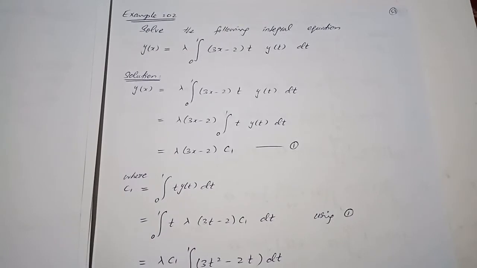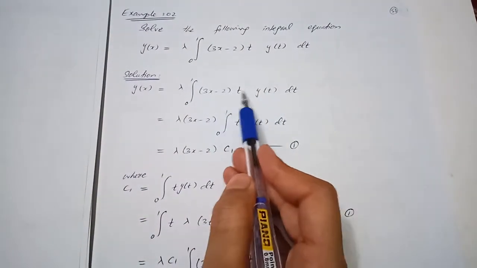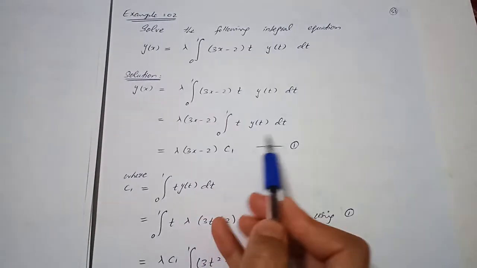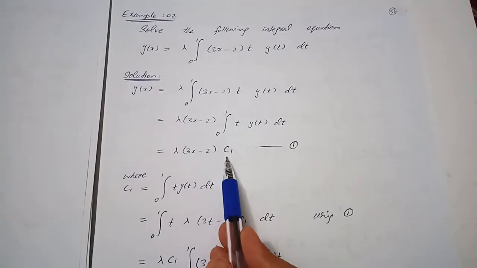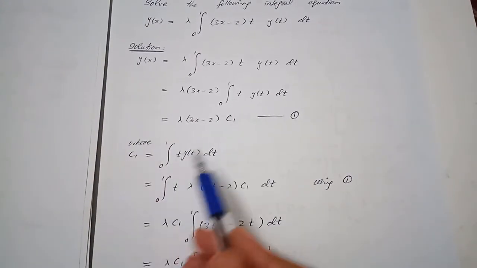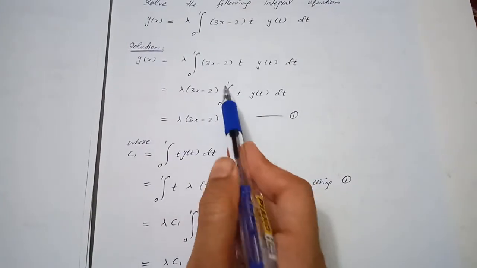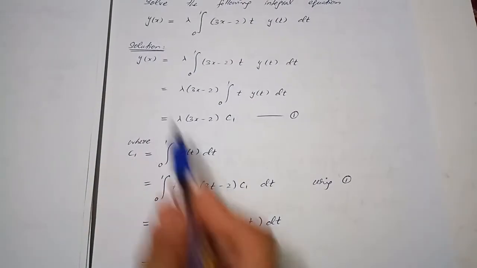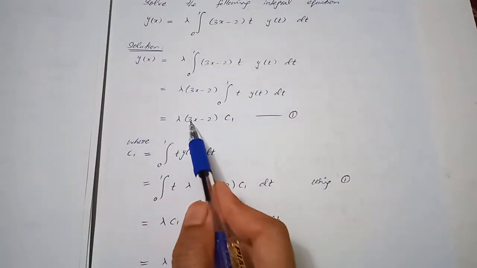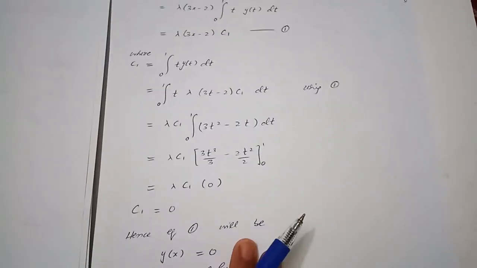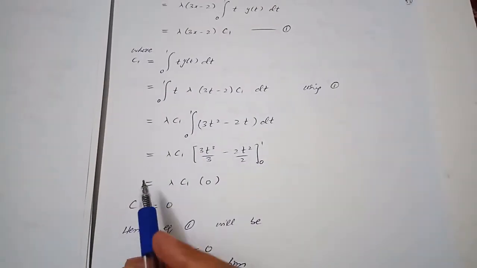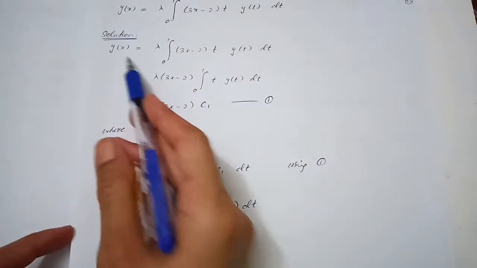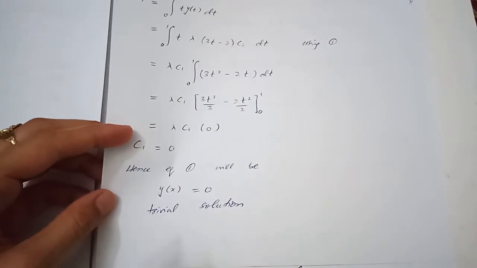Similarly, we have another example as well. This is a separable kernel because you can separate the x values, you can separate the t. Now whatever is inside this integral, along with this integral, you can take it as c1. Take the c1 separately. Now c1 is integration from 0 to 1 t y of t dt. Plug in the value of y of t here. This is y of x, so y of t will be lambda (3t minus 2) c1 dt. Integrate it. After integration, you will know that c1 is 0. If you plug in c1 is 0 here, you will get y of x equals 0. So this is your trivial solution.